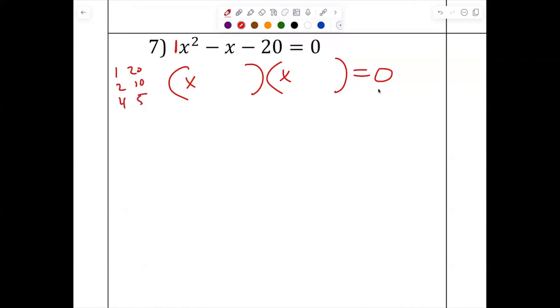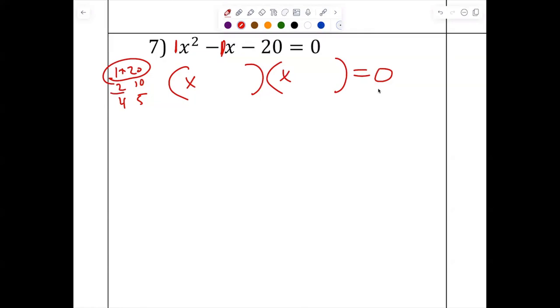Which one should I use? 1 and 20, 2 and 10, or 4 and 5? Okay, does 1 and 20 make a 1? You know what I mean? I either have to add or subtract. Does 1 plus 20 or 20 minus 1 equal 1? That would be a no.